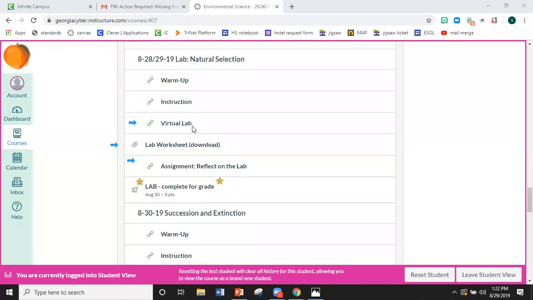When we look at the virtual lab, you're going to download and open this lab worksheet, and I'm going to send that to you and show you how to get it, and tell you what to put on it. And we're going to talk about the reflection. We're going to do the lab and go over it together. Then you're going to take that information and do your lab.